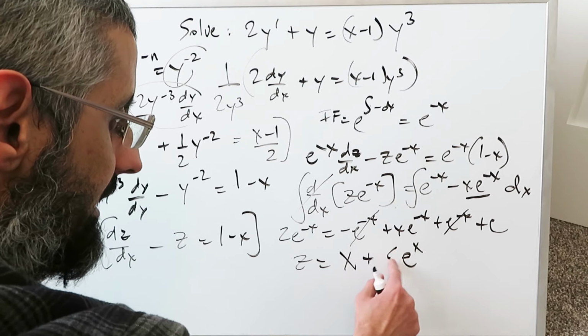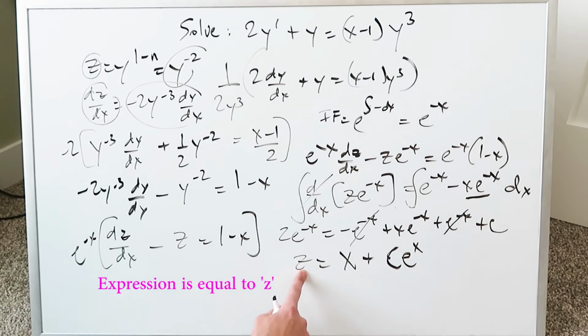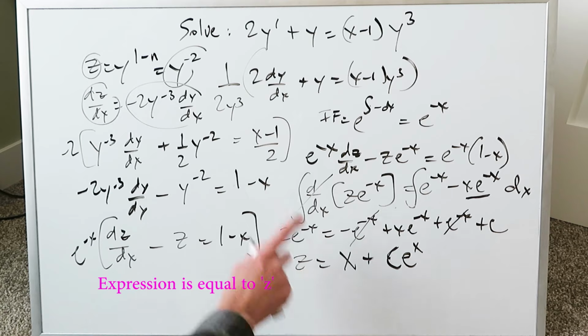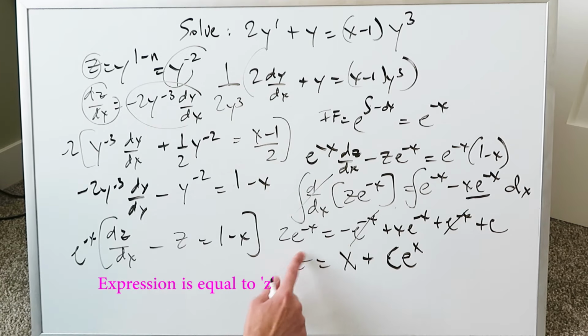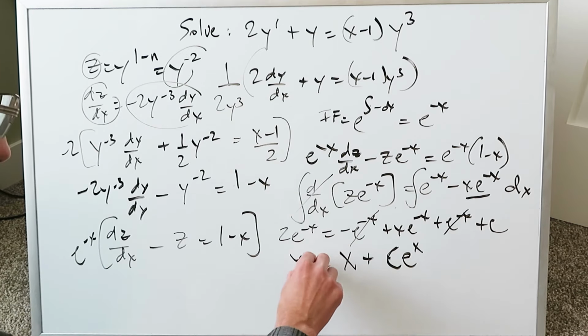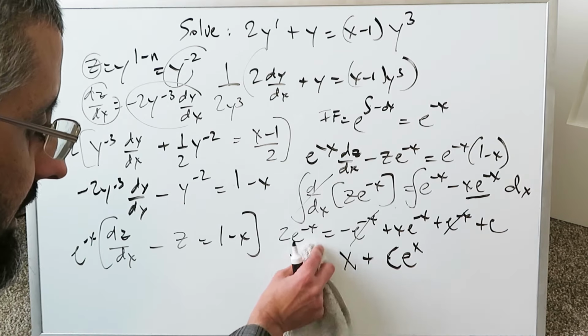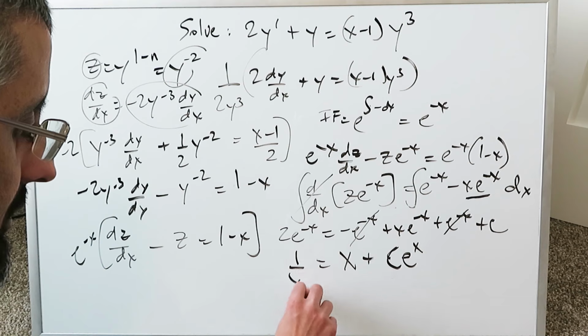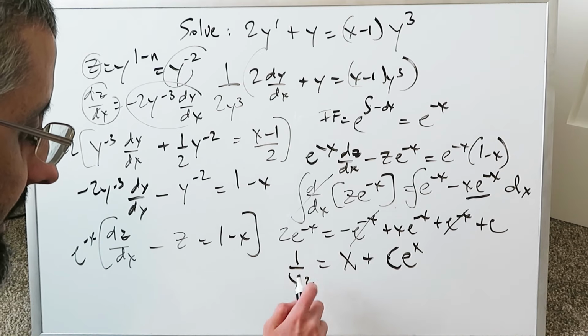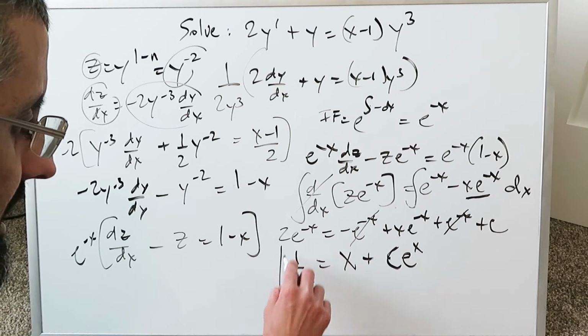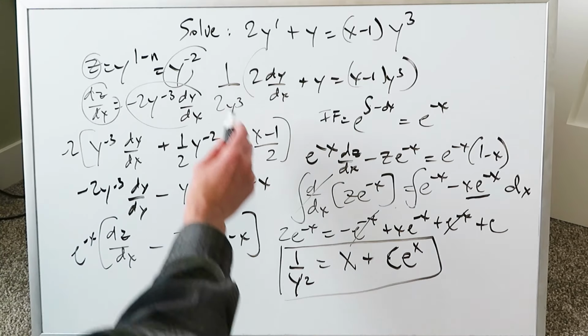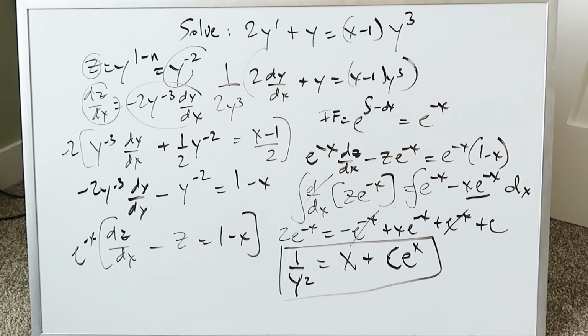When I write that out, I know all of this is equal to z, but what was z originally equal to? Look right over here, y to the minus 2. Y exponent minus 2 is equal to that, but why don't we eliminate this negative exponent and just write 1 over y squared? 1 over y squared is equal to exactly what you see, and that right there would be your function or equation for which this differential equation is true, and it should be right.